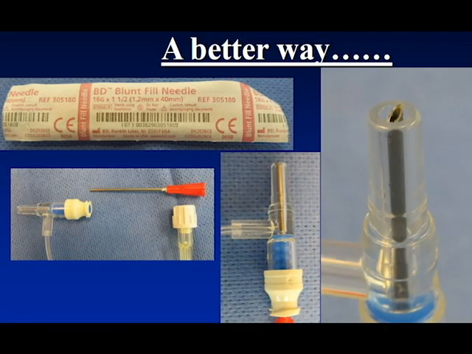To deal with this issue, I've used a blunt fill needle to fill the majority of the space within the connector so that dead space is minimized. With this setup, I generally attach the alcohol syringe to the hub of the connector and aspirate through the sidearm.